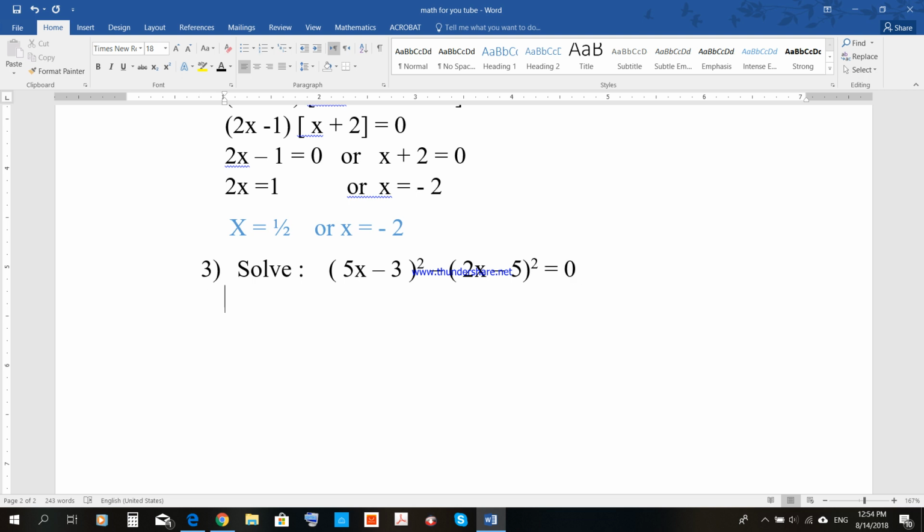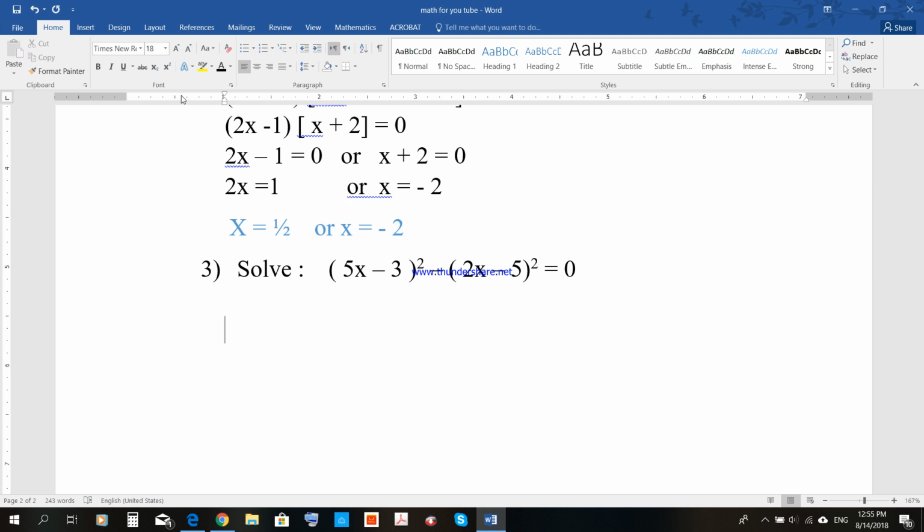Here we have an equation. We must do a factorization for this equation first. After that, then we can find the solutions. Here we have difference of two squares: 5x minus 3 quantity square minus 2x minus 5 quantity square equal to 0.